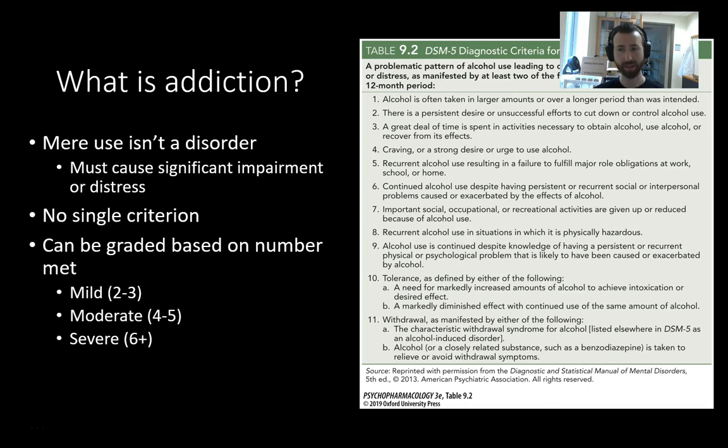And this can be graded. What I mean by that is it's not an all or none thing. You're not either showing a substance use disorder or not showing it. You can just show mild, moderate, or severe depending on the number of symptoms that you are showing. It's the number of criteria that you meet.